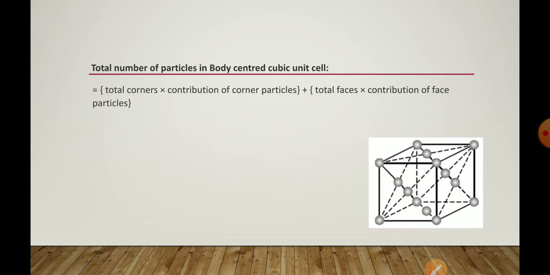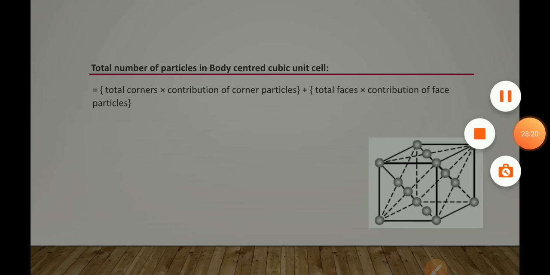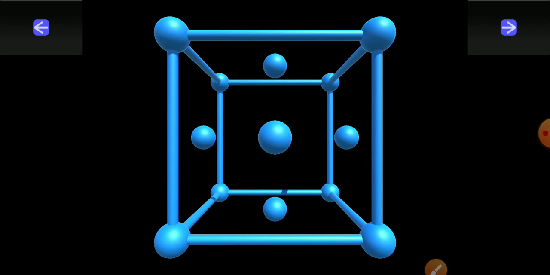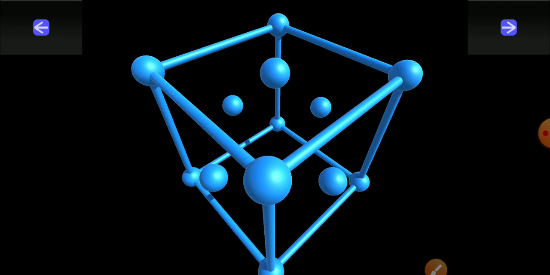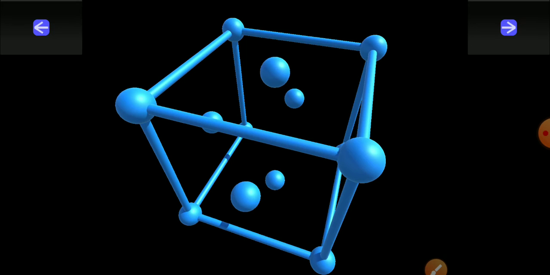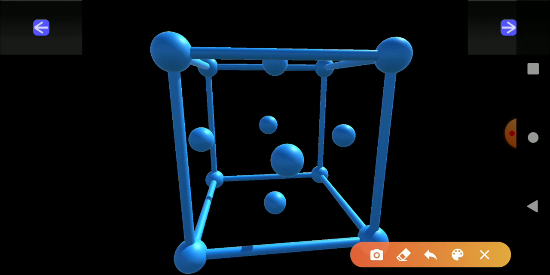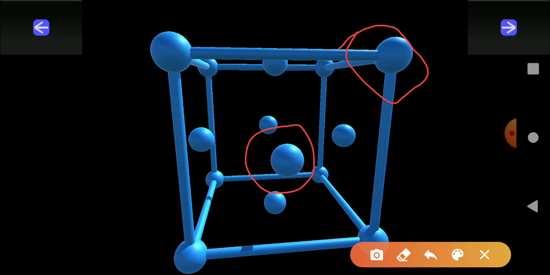In the face centered unit cell, how many particles are present? Okay, just once again, you can see the animated diagram. Yes, this is the face centered unit cell. In 3-dimensional view, it clearly indicates how particles are arranged. At each corner there is a particle, and at the center of each face there is one particle. Then what is the contribution of the face particle? Anybody can guess? We already discussed the contribution or the attachment of the corner particle with the unit cell. The corner particle is attached to 8 different unit cells, therefore contribution becomes 1 by 8.